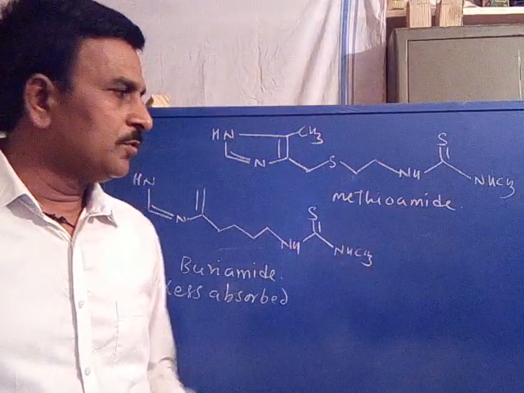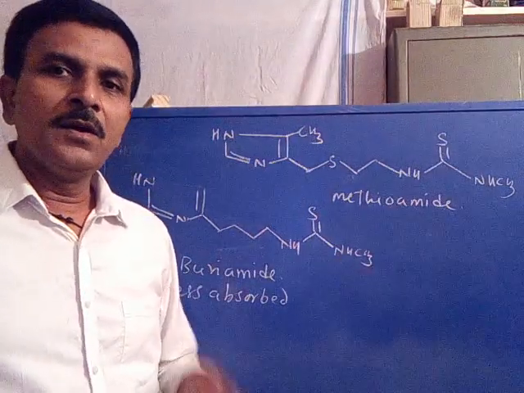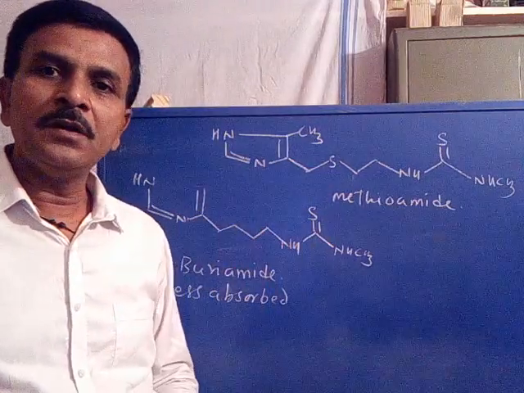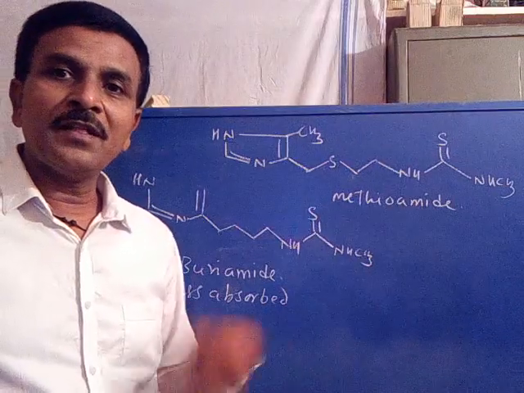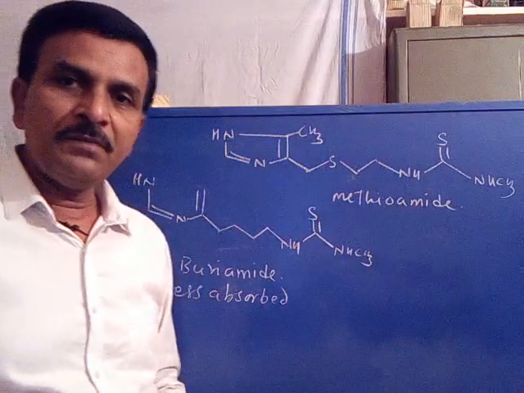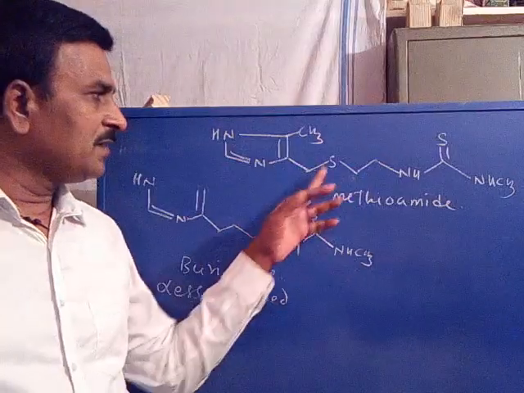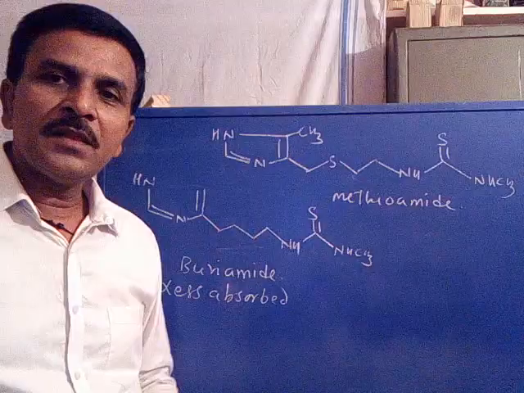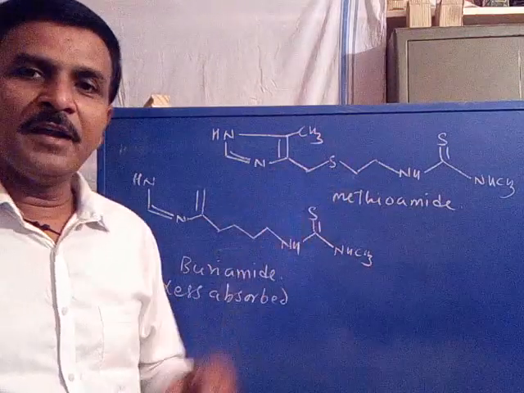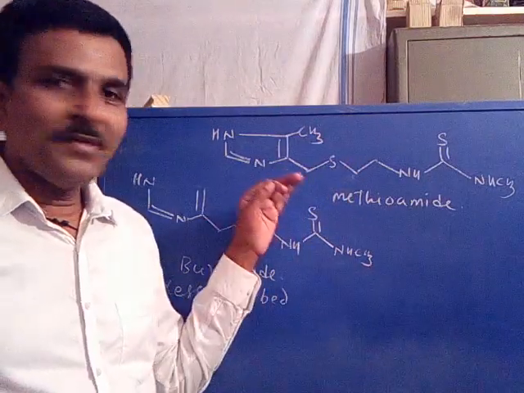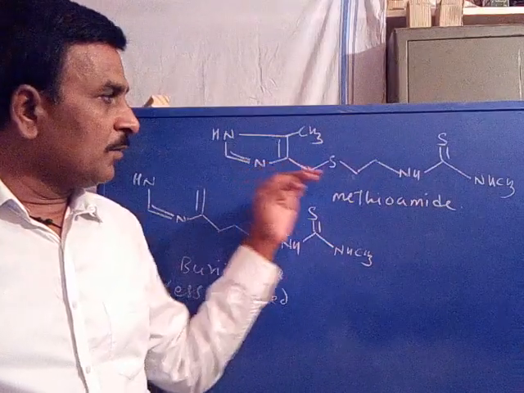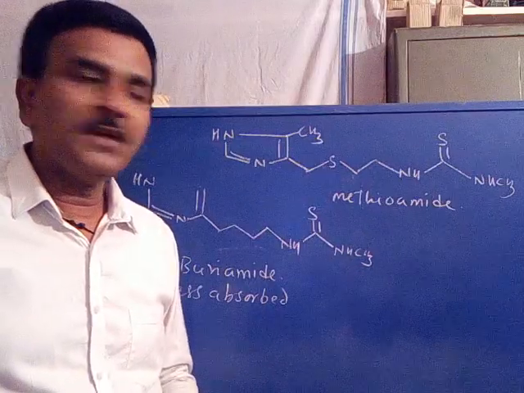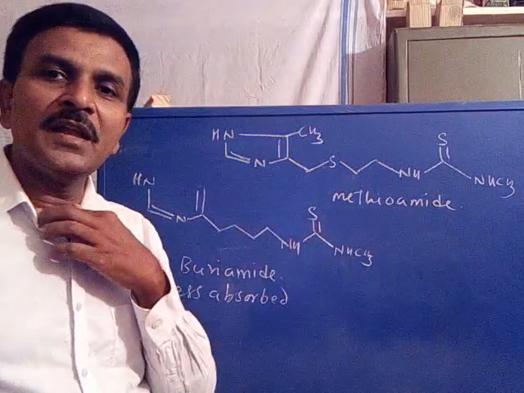Methioamide derivative. So why was it modified? To improve the absorption, because burimide is associated with less absorption. Therefore it was further modified to improve its rate of absorption. A sulfur atom was introduced in the 4 carbon side chain to get the methioamide derivative. Now, why is sulfur introduced? To improve the rate of absorption, the sulfur was introduced to get the derivative.